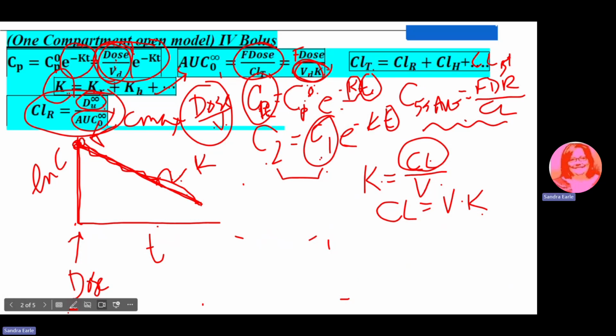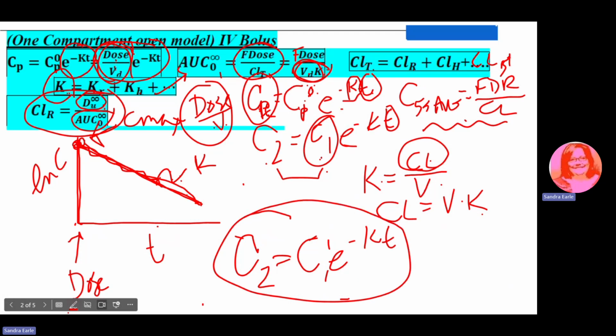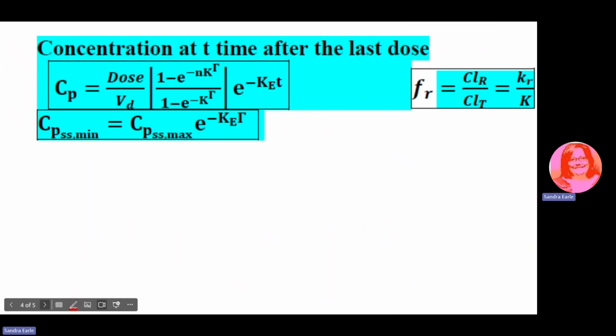Okay, so now we know the importance and we understand this equation. Okay, this is our peanut butter equation. This is our decay of a one compartment model. Okay, and we can use this in a lot of ways, but you need to understand it really well. Okay, now the next equations that he gives you are concentrations at T time after whatever dose we gave.